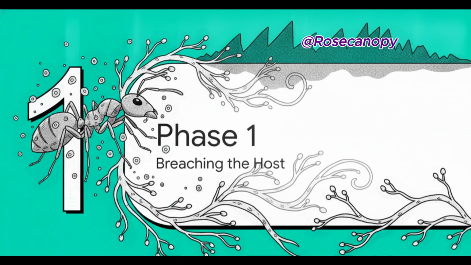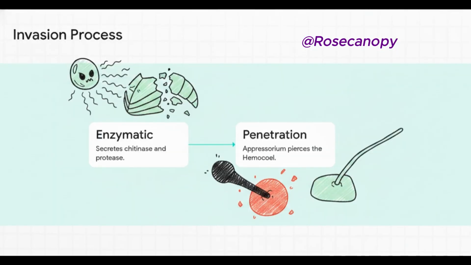Phase 1 of our thriller, breaching the host. Every nightmare has a beginning, right? For the carpenter ant, it starts completely unnoticed. A single microscopic spore called a basidiospore lands on its outer shell, or cuticle. And this triggers a highly mechanical invasion process. The spore doesn't just wait around for the ant to breathe it in. First, we have the enzymatic attack. The spore secretes this incredible, highly potent mixture of chitinase and protease enzymes. This chemical cocktail literally melts through the tough outer armor of protein and chitin that makes up the ant's exoskeleton.